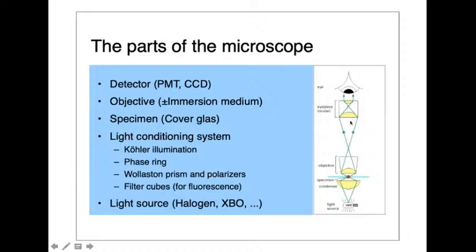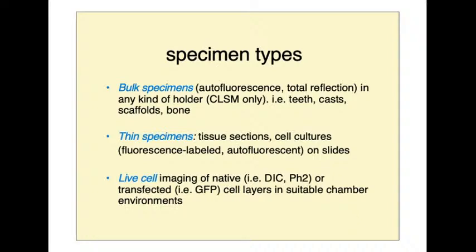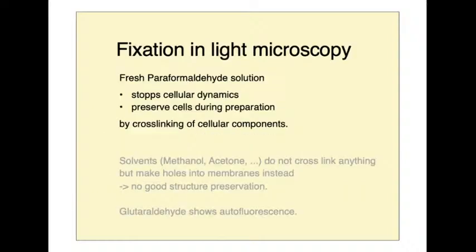This is how you see from the eye. Your eyepiece is there, then it goes into your objective, then you have the specimen, condenser, and then the light source. Specimen types could be bulk specimens, thin specimens, or live cell specimens. Bulk specimens include things like holders, teeth casts, scaffolds, bones. Thin specimens include tissues, sections, and cell cultures on slides, where live cell imaging of native or transfected cell layers is done. Fresh paraformaldehyde solutions stop cellular dynamics and preserve cells during preparation by cross-linking the cellular components.